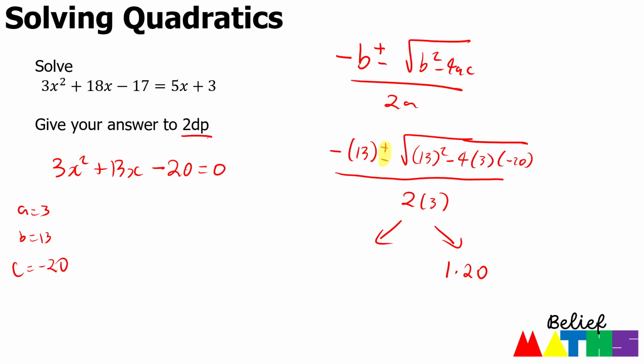1.20, and then if you just use the little arrows to navigate and change that plus to a minus, you get minus 5.54. Again, you are expected to round that correctly because it's rounded to 2 decimal places, not truncated. So it gives you 5.537, or 5.54. And again, that's our answer to 2 decimal places.